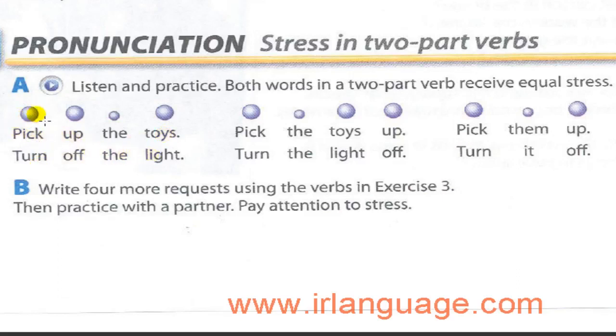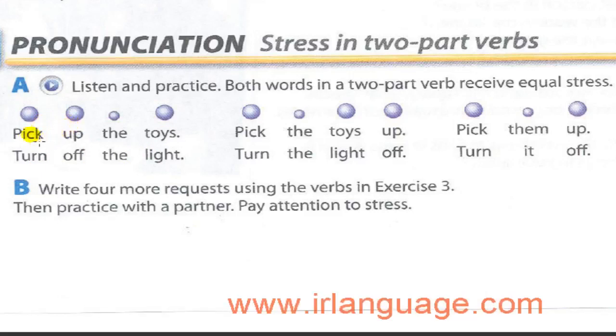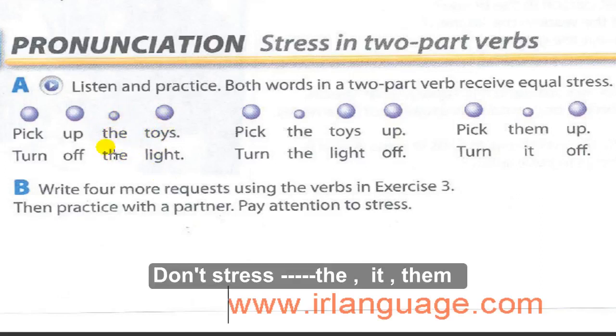So here, the stress. What does stress mean? Stress is to make the sound higher, louder, and longer. Where is the stress? On the two-part verbs, on what? The verb, pick, turn, the preposition, up, off, and the object, toys, light, the noun. So here we have the stress on the verb, the preposition, and the noun, the object. But of course, this is an article, there is no stress.